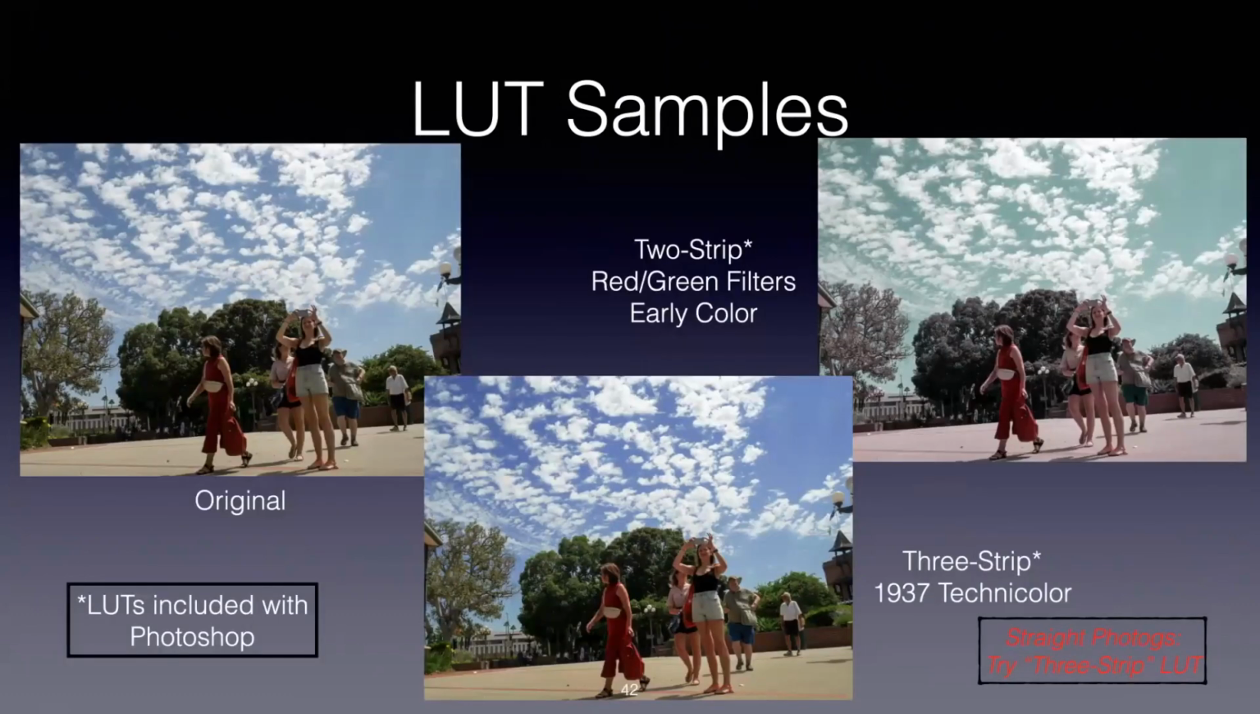Here's a picture from Los Angeles, walking around with the club last year, the original. And then at the bottom, you can see the 3-strip. We talked about that previously as the 1937 Technicolor. I suggest that people who like straight photography and landscape photography give that one a try because it gives you a Technicolor look, like a Technicolor movie. And above it to the right is the Kinemacolor LUT that was green and red, which was the very first color movies. And that has an interesting look to it also. All the others do different things.